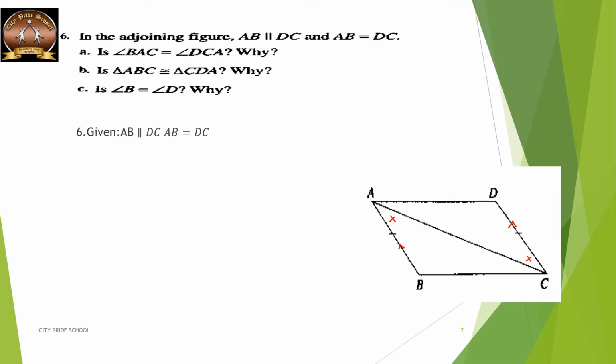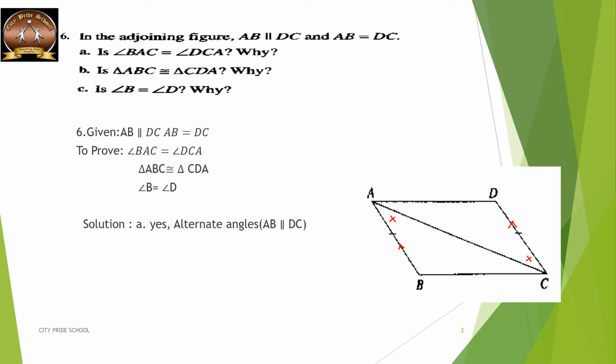So it is given that AB is parallel to DC and side AB is equal to DC. Now you have to prove that angle BAC is equal to angle DCA. First one, you have to say and give the reason. Second one, you have to prove that triangle ABC is congruent to triangle CDA. And thirdly, you have to prove that angle B is equal to angle D. Okay, so let us start with our solution.